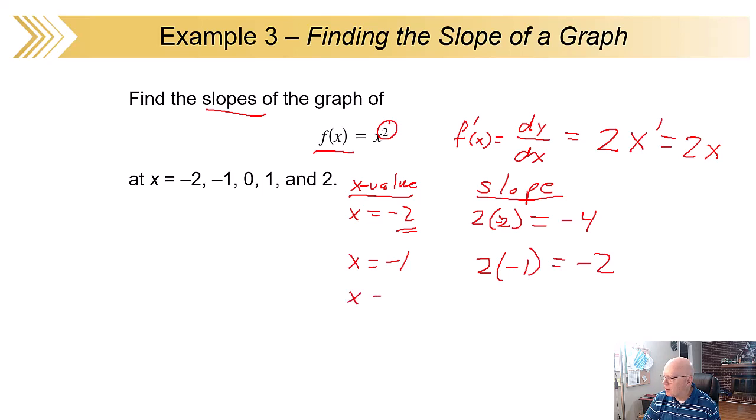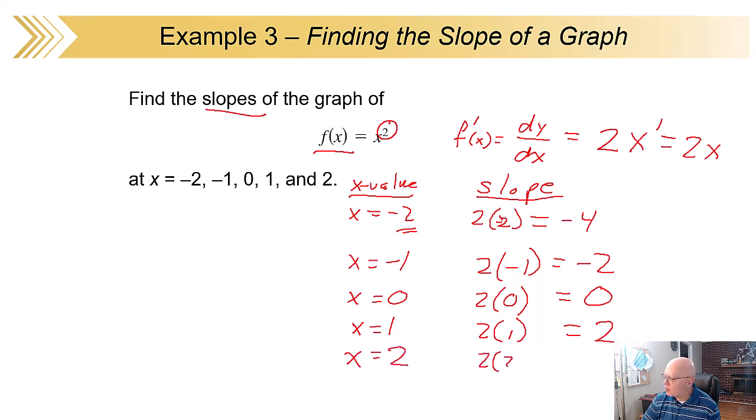Next one. How about at x equals 0? 2 times x. X is 0 this time, and the slope is 0. Next one. Can you do this by yourself? I bet you can. Why don't you hit pause and do it? All right, you're back. So x equals 1, 2 times 1. Slope there is a positive 2. And last of all on this one, at x equals 2, the slope is 2 times 2, and the slope there is a 4.